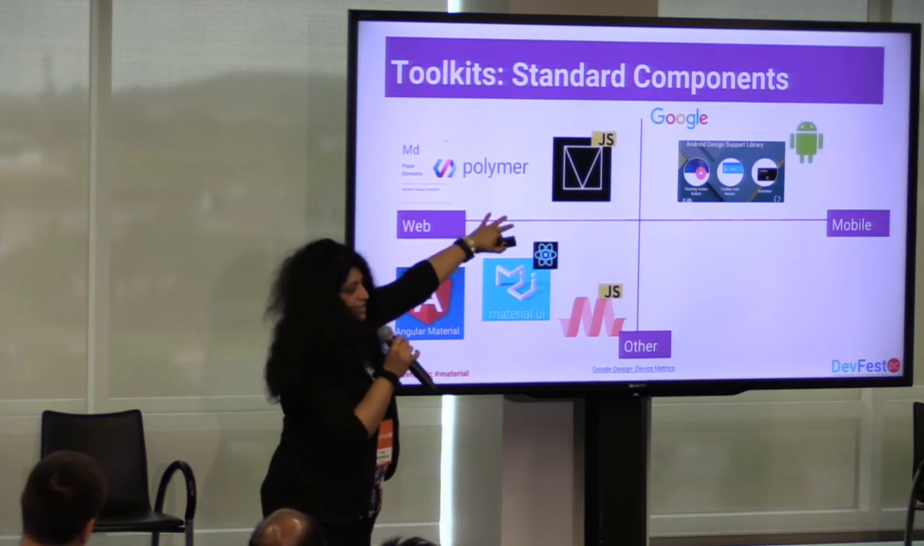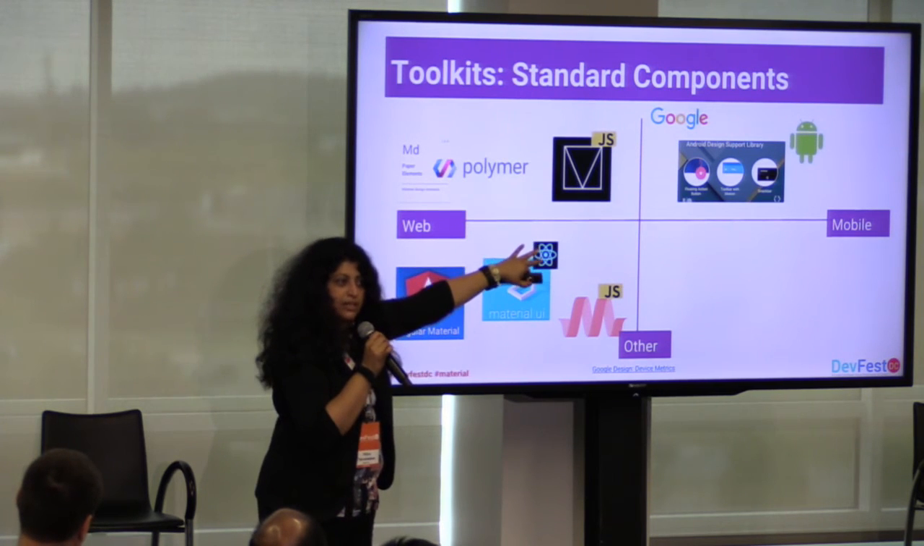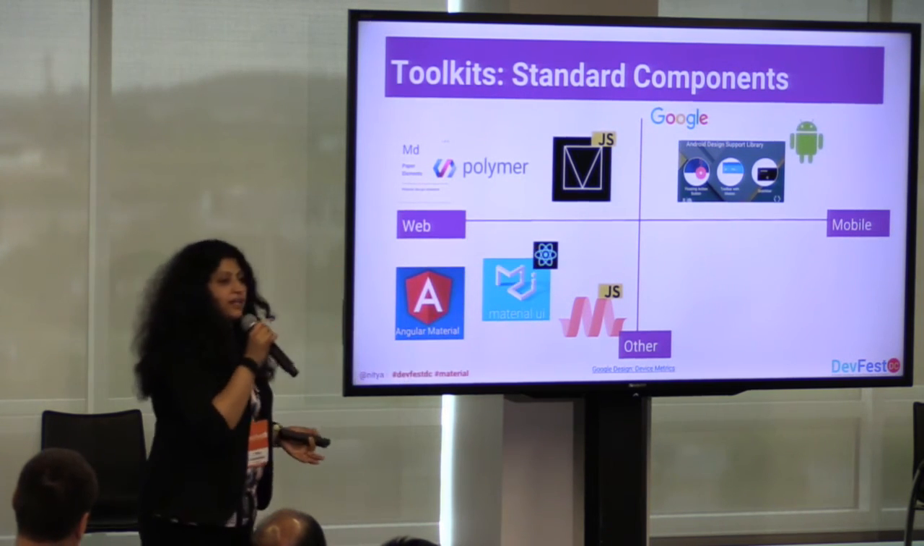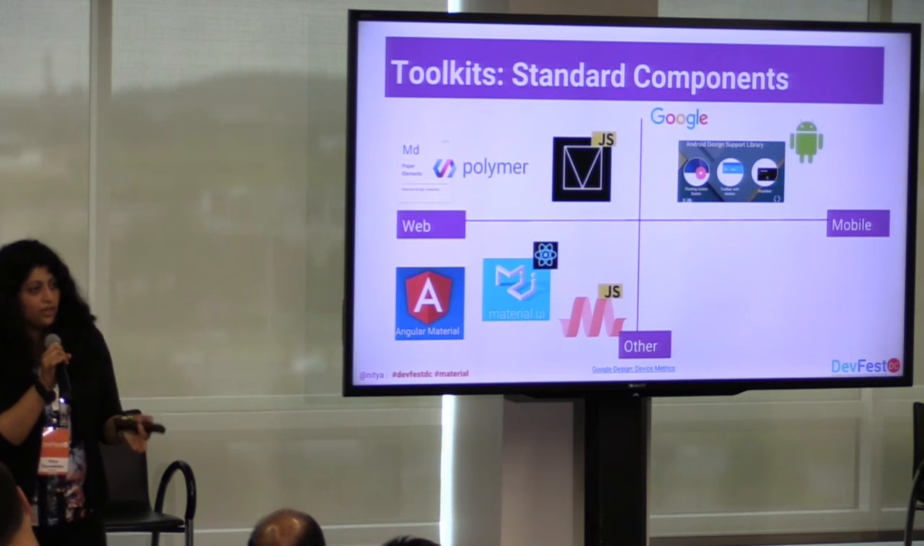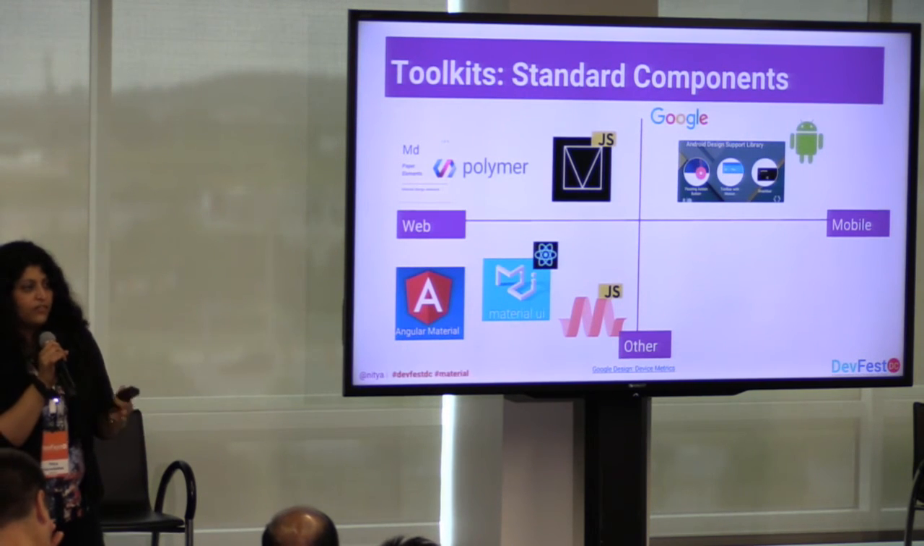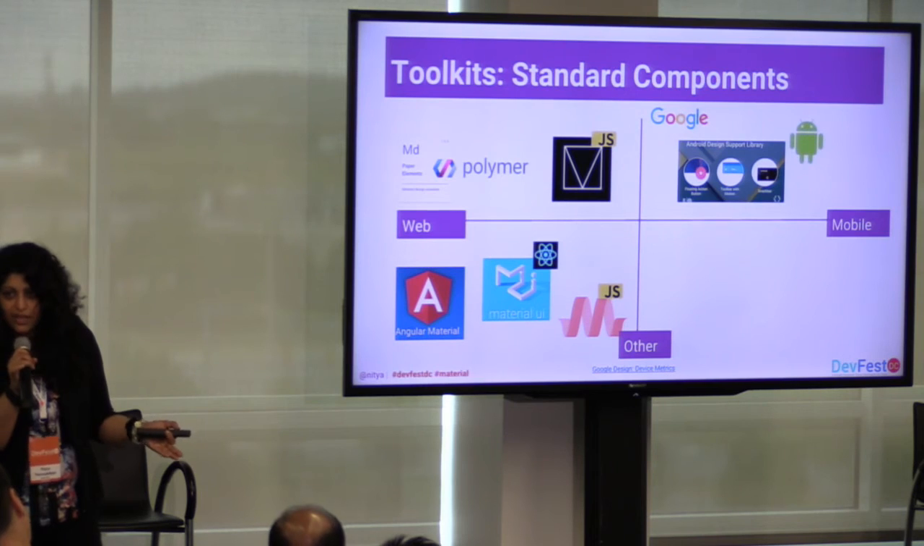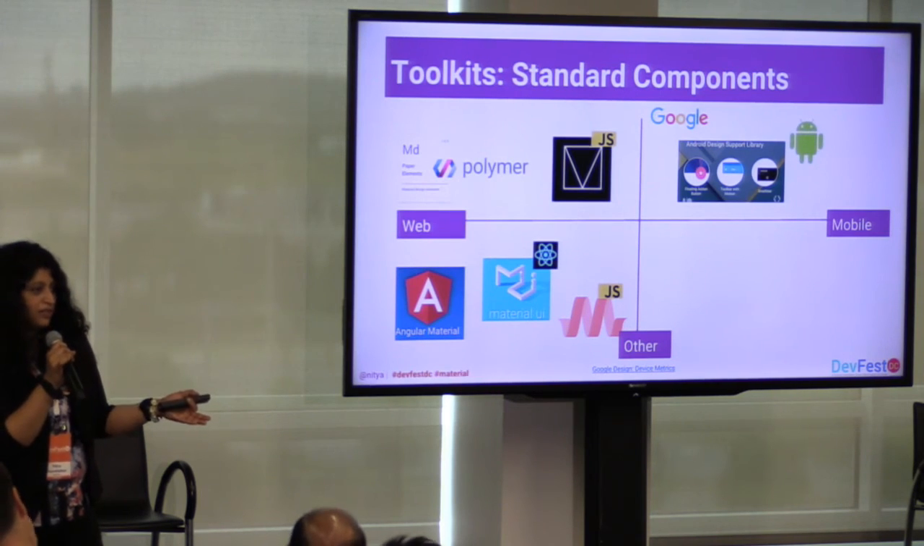But this thing here, if you go to getmdl.io, is effectively Google's lightweight version of a material design toolkit for vanilla JS, meaning any framework that uses HTML and JavaScript, where you just want to implement it. So it gives you simple CSS and JavaScript components that you can use, and they're evolving it. The very first version gives you things like cards and nav bars, but it also does something really, really useful.